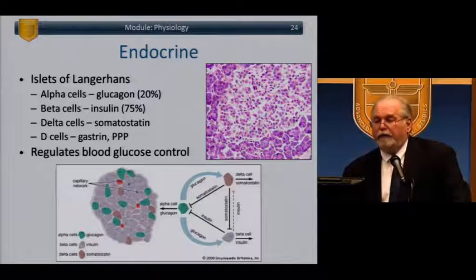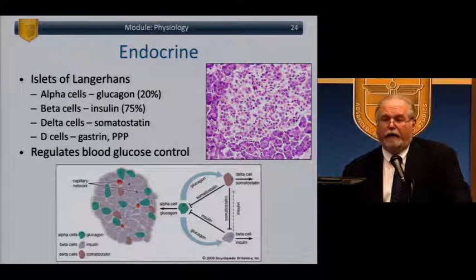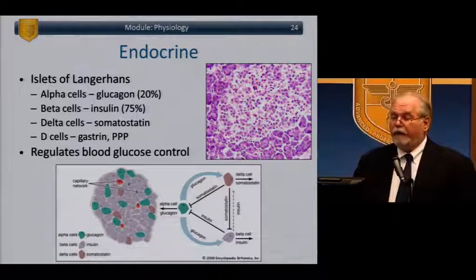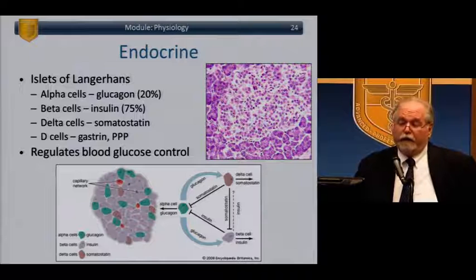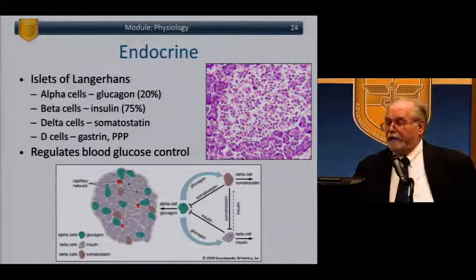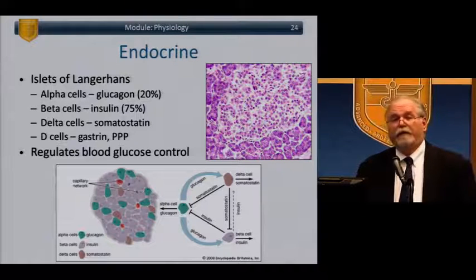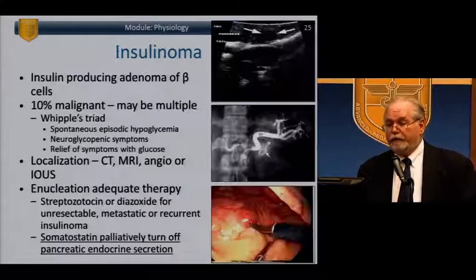So the islets of Langerhans are the endocrine cells. Alpha cells are 20% and they secrete glucagon. Beta cells, 75%, and they secrete insulin. The delta cells make somatostatin, the D cells, gastrin, and pancreatic polypeptide, and they're involved in blood glucose metabolism. Remember, they don't empty into the duct, they empty into the circulation.